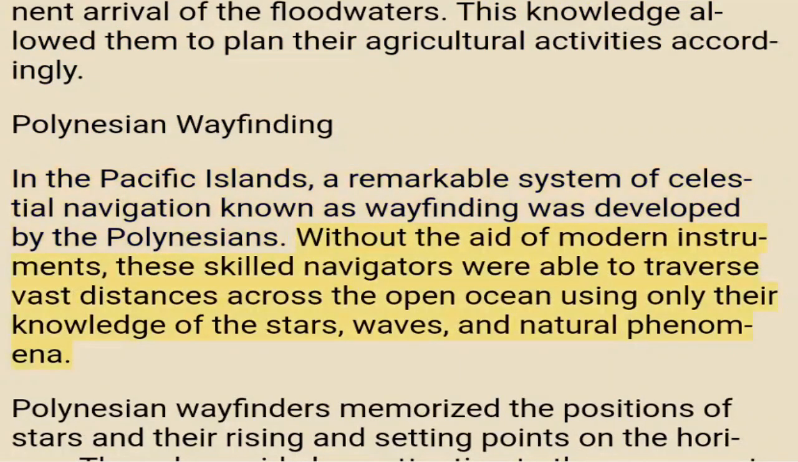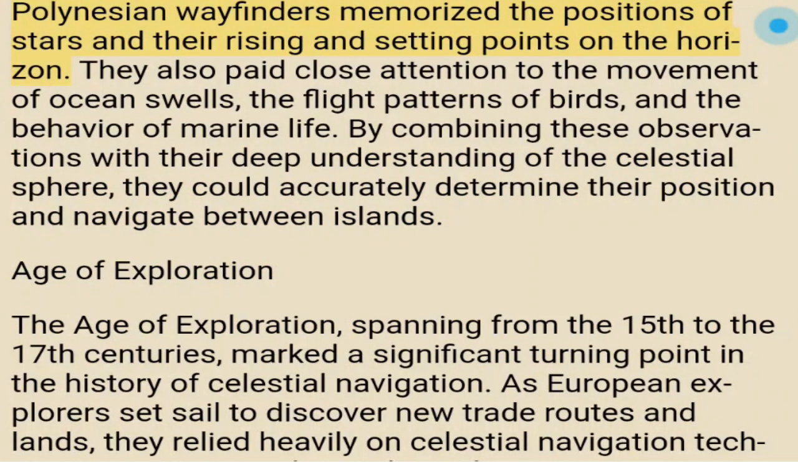Without the aid of modern instruments, these skilled navigators were able to traverse vast distances across the open ocean using only their knowledge of the stars, waves, and natural phenomena. Polynesian wayfinders memorized the positions of stars and their rising and setting points on the horizon. They also paid close attention to the movement of ocean swells, the flight patterns of birds, and the behavior of marine life. By combining these observations with their deep understanding of the celestial sphere, they could accurately determine their position and navigate between islands.